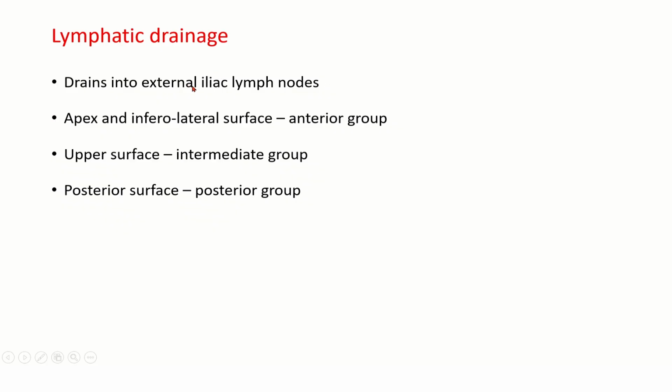Lymphatic drainage: they drain into external iliac lymph nodes, but for descriptive purposes, you can see the apex and inferolateral surface drain into the anterior group of external iliac nodes. The upper surface drains into the intermediate group of external iliac nodes, whereas the posterior surface drains into the posterior group of external iliac nodes.